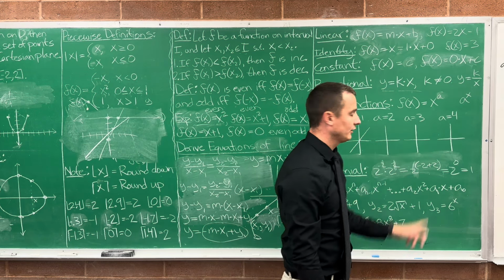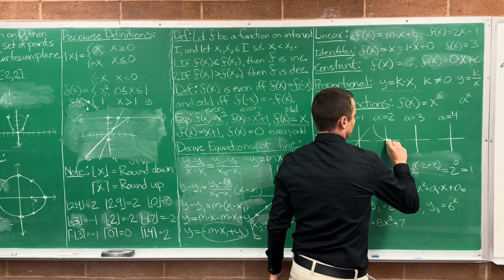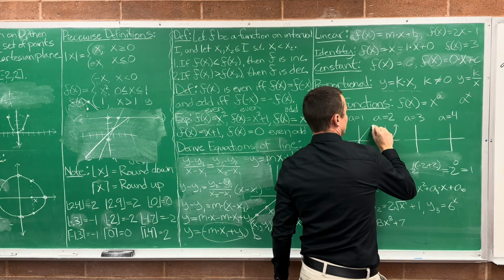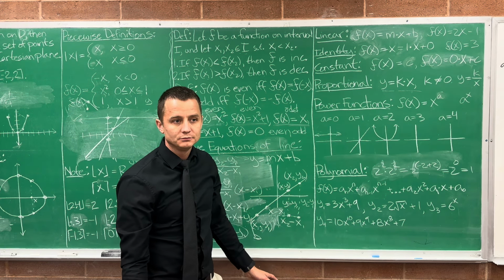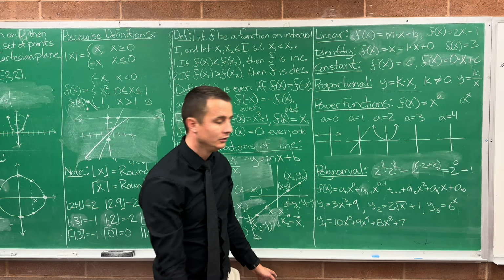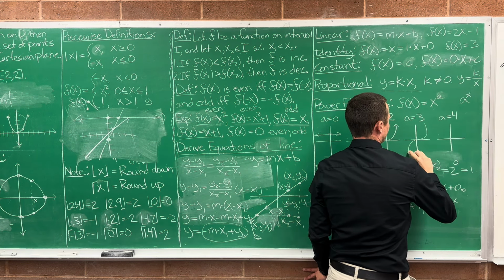So f of x equals x squared. What does that look like? A parabola. Oh yeah, that's right. All right, what about when we have a cube? Do you remember what that looks like? This shape? Yeah, something like that.